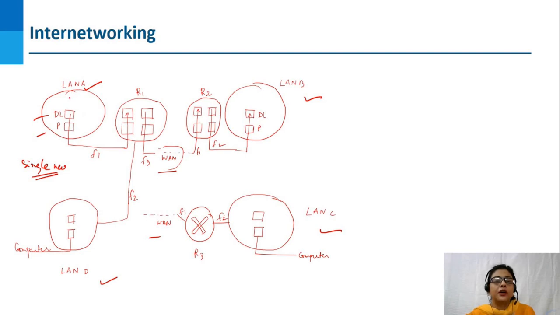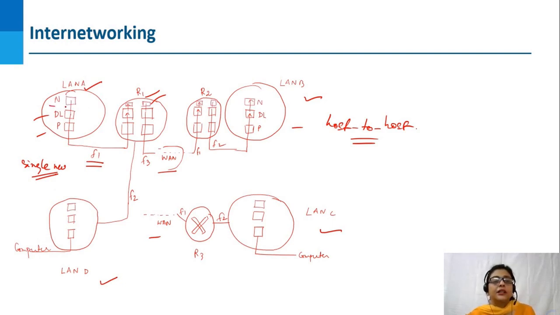Whenever data must be sent from LAN A to LAN B, suppose data goes from LAN A, from data link layer to physical layer and through this link F1, and it goes to the router R1. But there is no way that the data can be passed from a node in LAN A to a node in LAN B because it is in a different network over the WAN. So, in other words, host to host data delivery is not possible by using this connection. So, what is the solution?